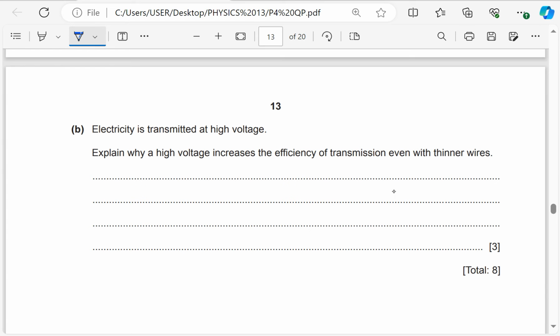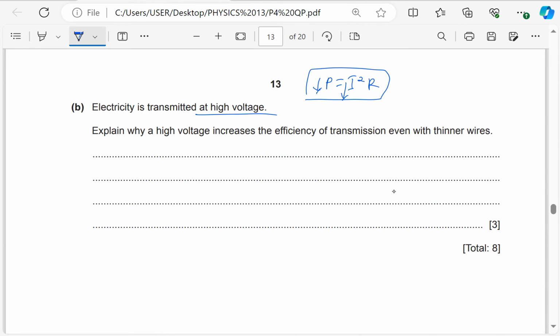Electricity is transmitted at a high voltage. Of course, at high voltage, we know that the power dissipated in the wire is I squared R. If we transmit the same power at a high voltage, then the current which flows is very small. That means the power which is lost is also very small. Explain why a high voltage increases the efficiency of transmission even with thinner wires.